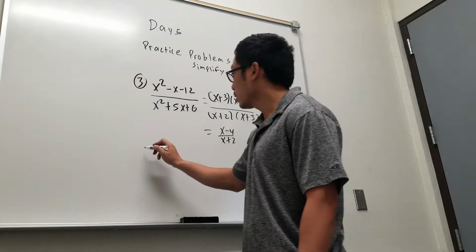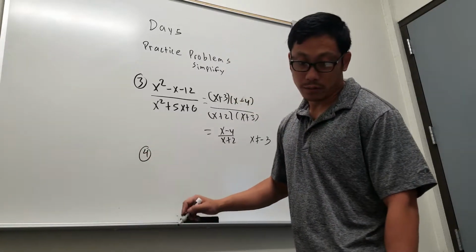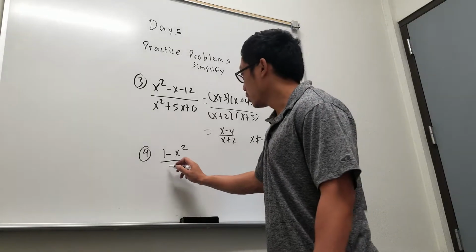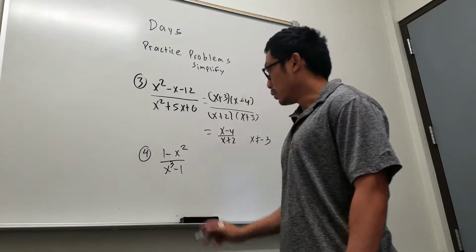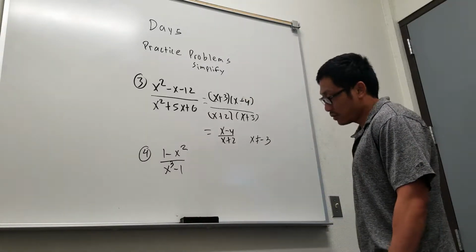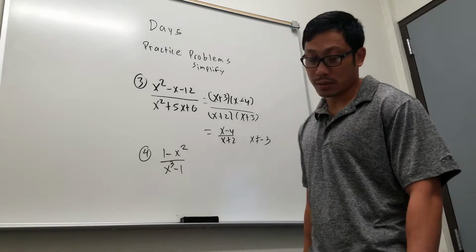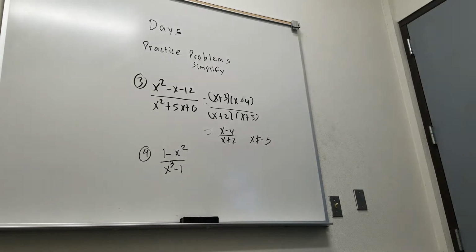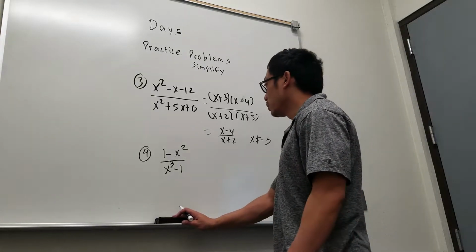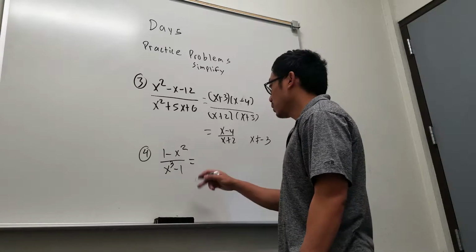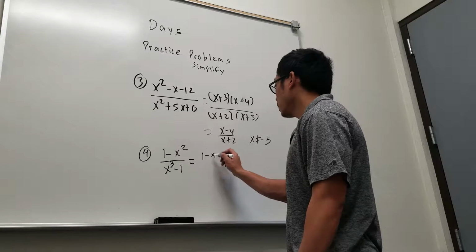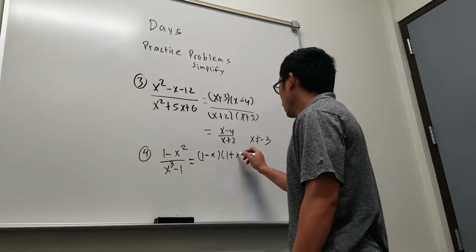So let's do the next one. Number 4: 1 minus x squared over x cubed minus 1. This one's a little tricky, so we're going to have to think about that one. There are many ways to tackle this, but let's just do it. Just pretend we're factoring like normal.